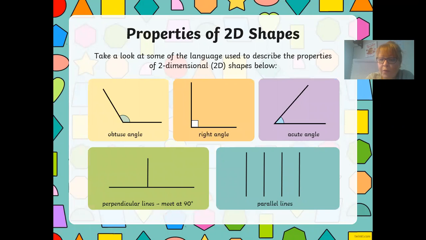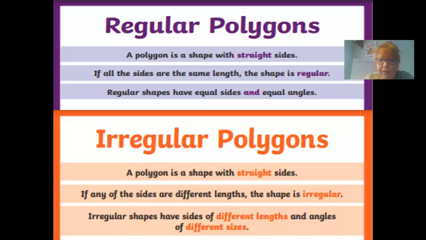So let's move on. We're also going to be looking at obtuse angles, so angles that are bigger than 90 degrees, right angles and acute angles. These are key facts you learnt in year 3, perpendicular, which is where lines meet at 90 degrees, or parallel, so lines that never meet. They're the same distance apart and they'll never meet whichever direction they run in. So you might talk about those today as well.